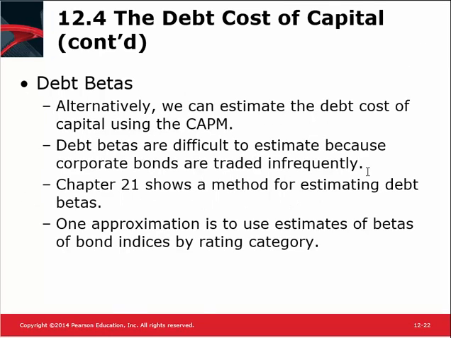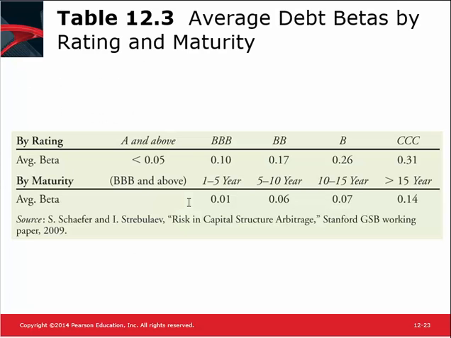Is there another way that we can do this? Well, maybe we can utilize the capital asset pricing model. The challenge with using CAPM for debt is that it's kind of difficult because of the trading frequency of bonds. Now, we're not going to get to Chapter 21, but it actually shows us a way that we can estimate the beta for bonds. But an approximation is probably just as good as anything else when it comes to calculating the cost of debt here.